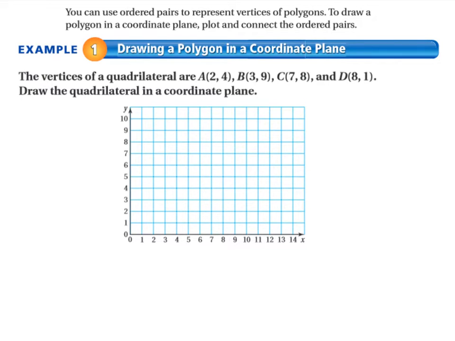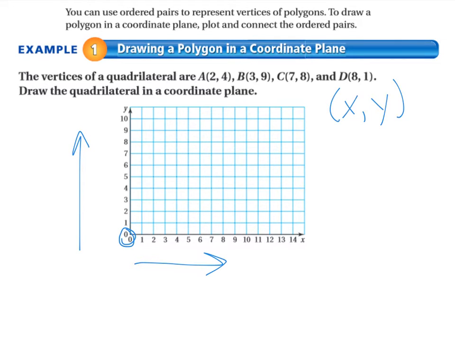Example 1. The vertices of a quadrilateral are as follows. So when we plot points, we always start at the origin, which is right here at 0, 0. And the first number is the x-axis, and the second number is the y. So x across, y to the sky. X goes this way, y goes this way, every single time.